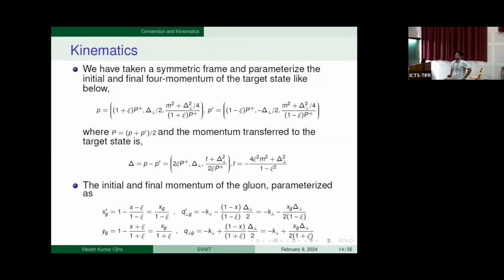So for our initial target state, which is the dressed quark, this is the kinematics, and this is the final. After the scattering, the target state momentum is described by this particular expression, and the momentum transfer to this target state is given by this Δ, which is the difference of the initial and the final one. And since our struck parton is the gluon, the momentum fraction x for the gluon can be parameterized using this particular expression.